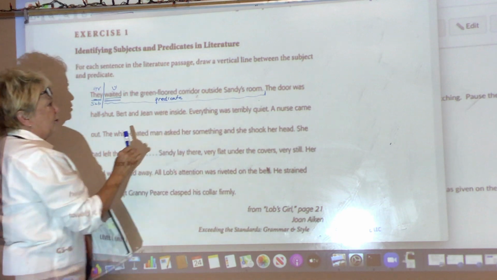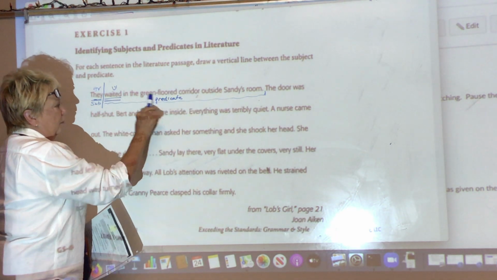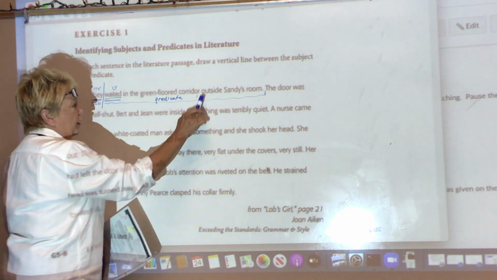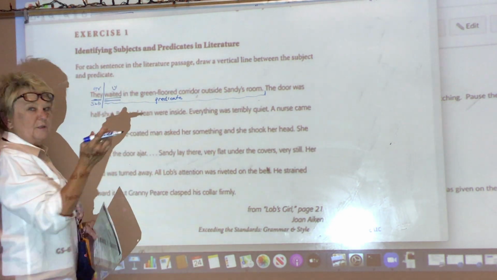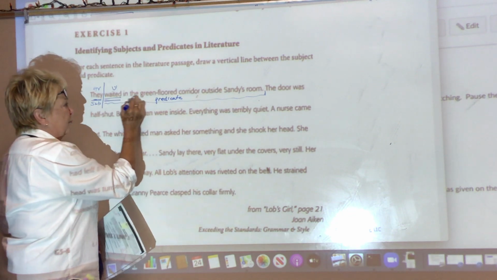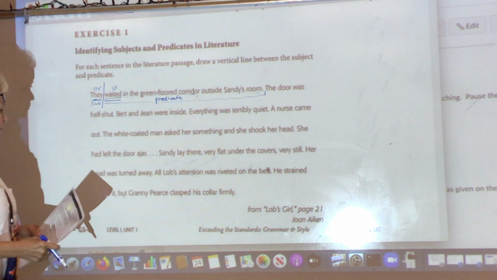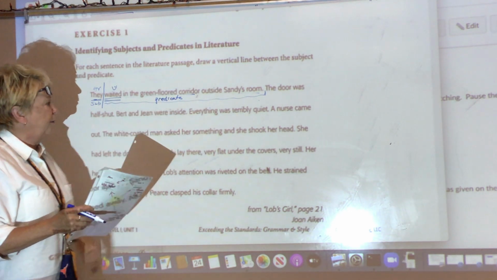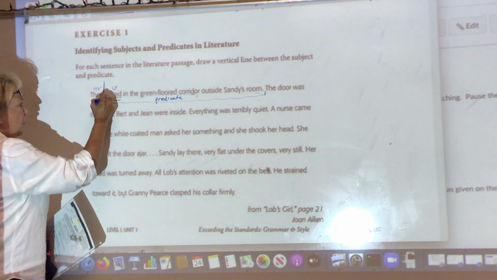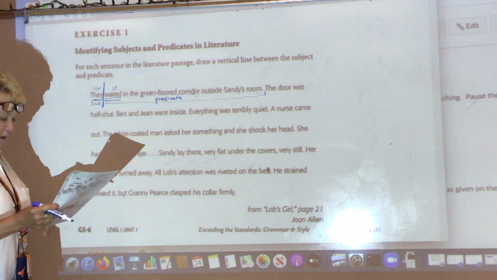All of this information describes where they waited in this corridor. This describes the corridor and where this was, outside Sandy's room. Once again, the importance of prepositional phrases. We have a prepositional phrase here and a prepositional phrase here. In the following sentences, I want you to read through them and try to decide where you would draw this vertical line to separate the subject from the predicate.